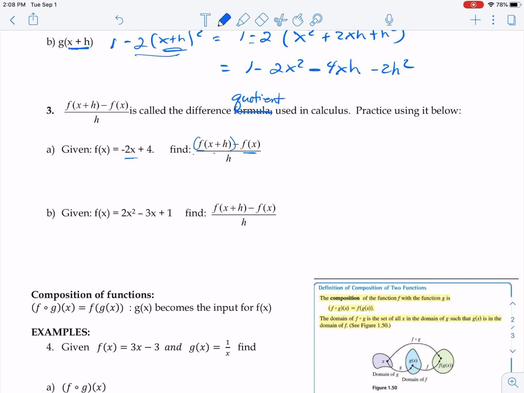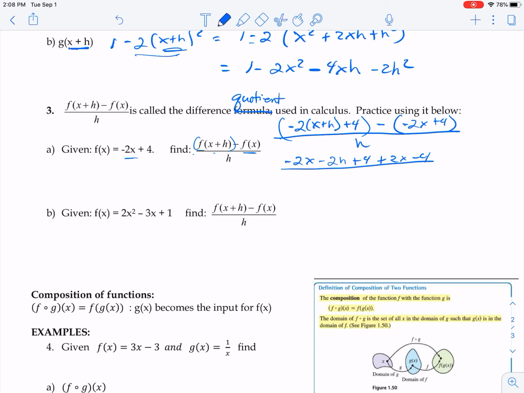So if I plug in x plus h, you get minus 2 times (x plus h) plus 4. Okay, that's the first function. Then I'm going to subtract the function as it's written, negative 2x plus 4, and divide the whole thing by h. Now distribute and simplify. So you get negative 2x minus 2h plus 4 plus 2x minus 4, over h.